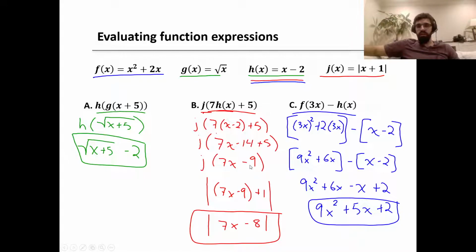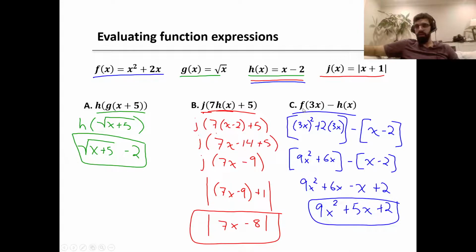And so for j of 7x minus 9, we'll take 7x minus 9 and put it in place of x in our j function. If j of x is the absolute value of x plus 1, then j of 7x minus 9 will be the absolute value of 7x minus 9 plus 1, with the plus 1 coming from the original equation. Now we can get rid of our brackets and simplify by collecting like terms. Negative 9 plus 1 will be negative 8. So j of 7 times h of x plus 5 is equal to the absolute value of 7x minus 8.